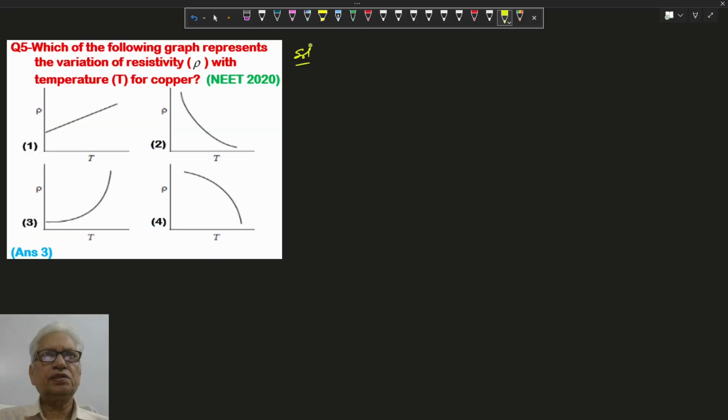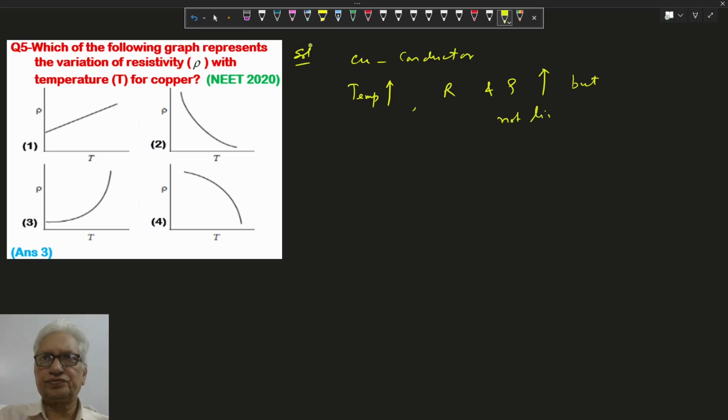Here for copper, for a conductor, if we increase the temperature, resistance and resistivity increase, but not linearly. So option C.